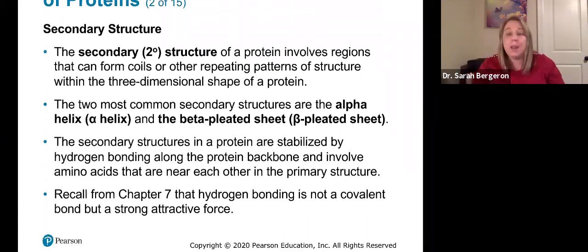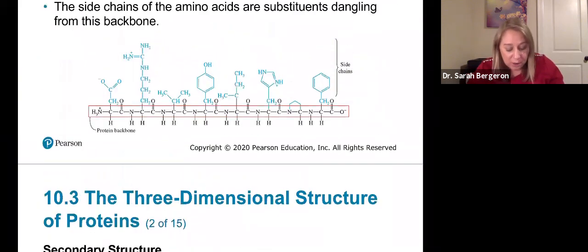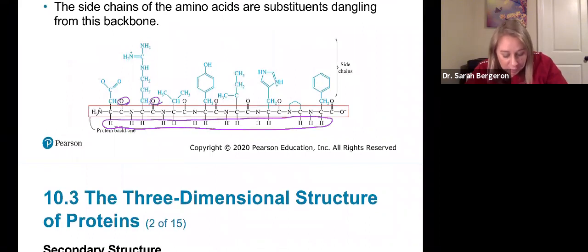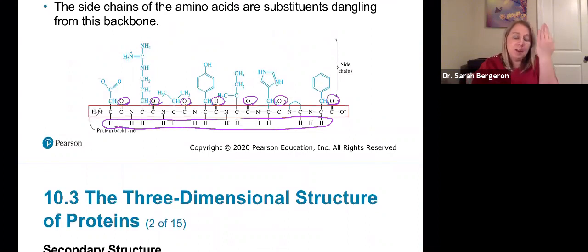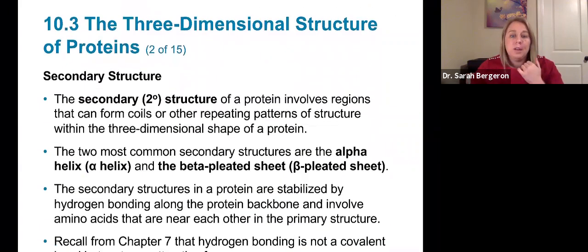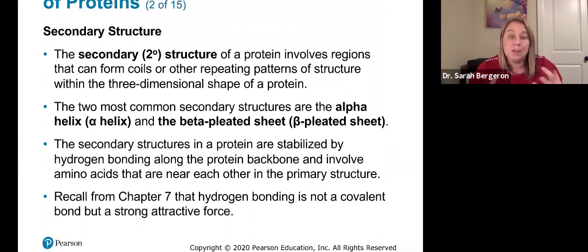And so the way that these secondary structures are held together is by interactions with the protein backbone. So with those hydrogens that are dangling down here, all of these hydrogens and these oxygens, right? You end up having the hydrogens from, let's say, one strand of a beta sheet interacting with the oxygens on another strand of the beta sheet, right?